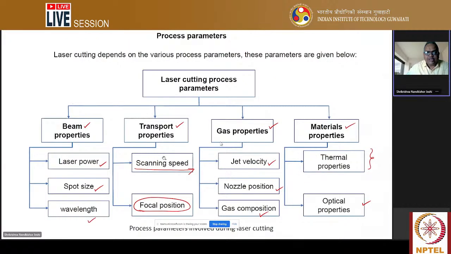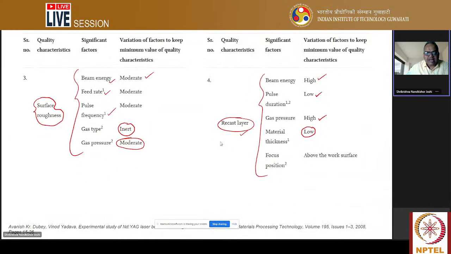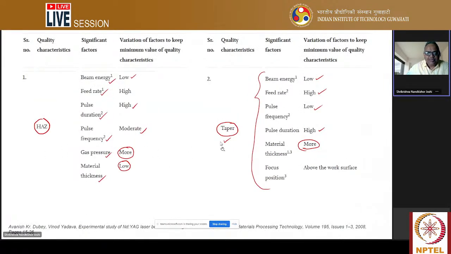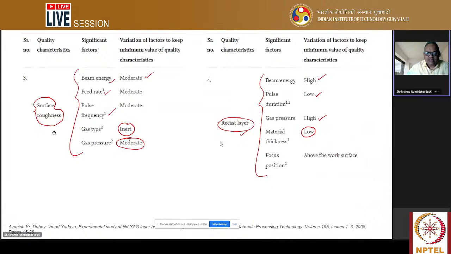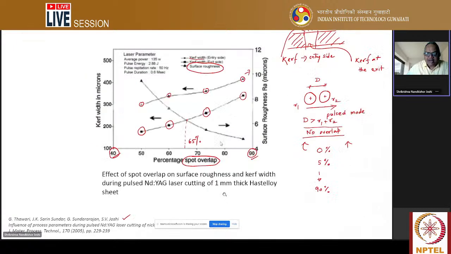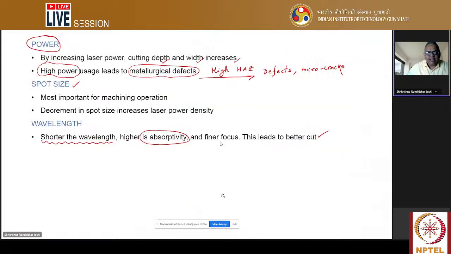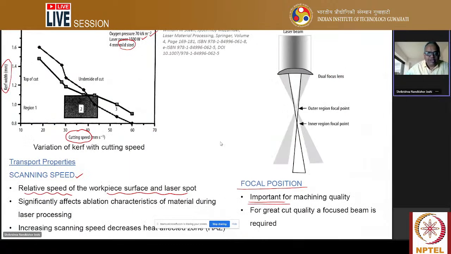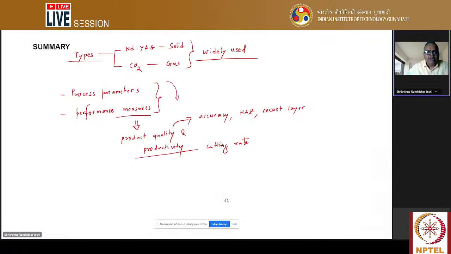So the influence of these process parameters on the performance parameters, particularly heat affected zone, taper, surface roughness, and the recast layer, redeposition layer. Moreover, the dross adherence. So dross is the deposition on the edges of the laser cut, formation of micro cracks. So all these are contributing to the product quality. So that we have seen in detail. Their variations also we have seen. What is the usefulness of all these parameters, that also has been discussed in detail.